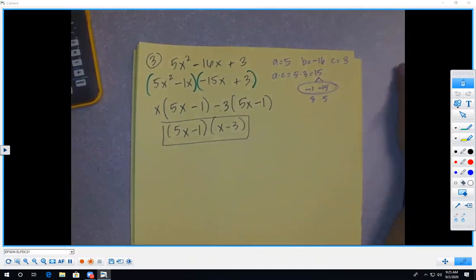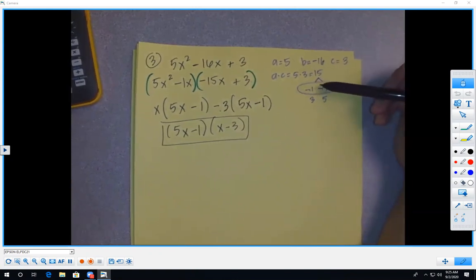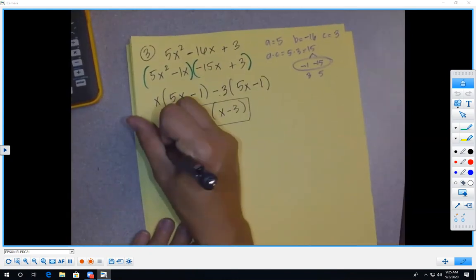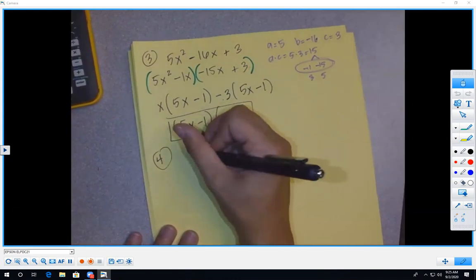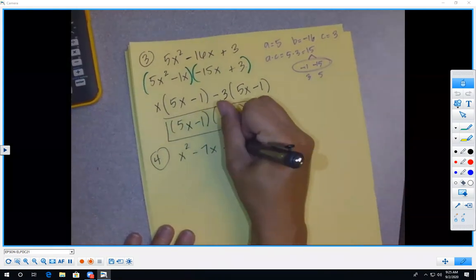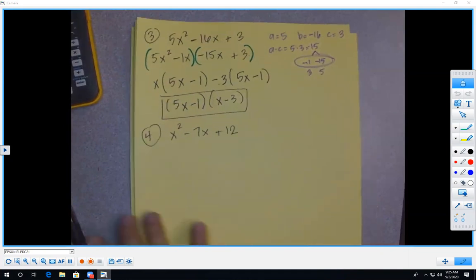Questions about that one? Okay, so that one was only different because B was negative 16, a negative number here. So if you're breaking down a positive number, your options are both positive or both negative. You figure it out based on the B. Let's do another one. X squared minus 7x plus 12. Take like 2 minutes and see if you can do that one. We'll do it together.